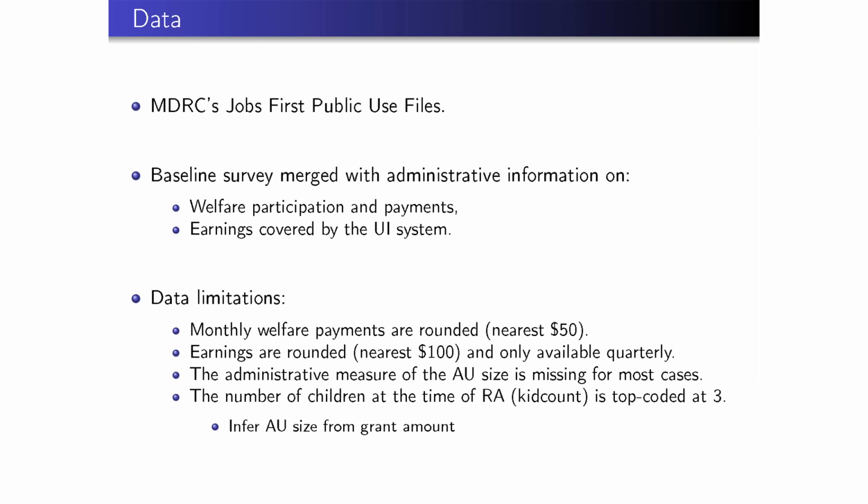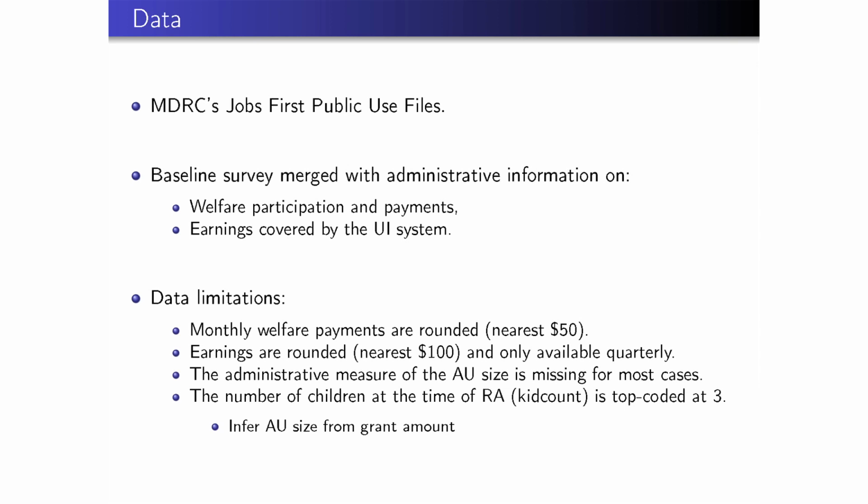Okay, data come from MDRC's Jobs First public use files. I already talked about this a little bit. There's some technical details that not everybody needs to know. The main thing I want you to know is we're going to have two different measures of AU size. AU stands for assistance unit. That's the unit getting the transfer. The federal poverty line depends upon how many people are in your assistance unit. And we have an imperfect measure of that based upon survey data. But I can actually back out from the administrative grant amount what your AU size must be for the treatment group only. Okay, so sometimes I'm going to show you stuff from that administrative measure, which is of higher quality than the survey-based measure.